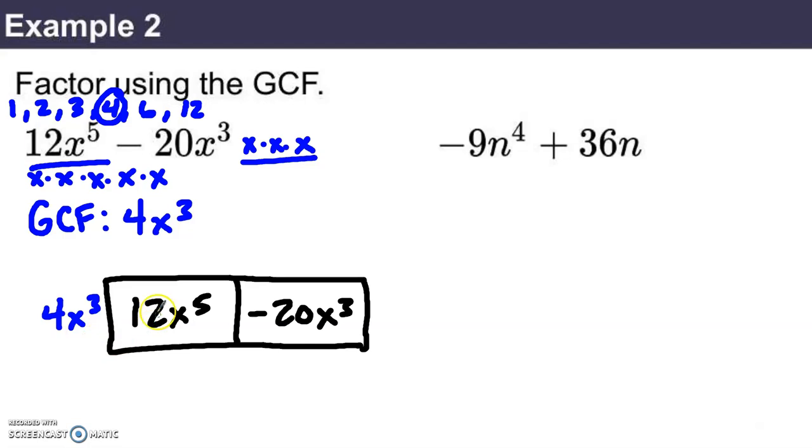Well, to multiply something by 4x cubed and get 12x to the 5th, I need 3x squared. And here, to multiply something by 4x cubed to get negative 20x cubed, I need negative 5, and I don't need any x's. So in factored form, we've got 4x cubed times 3x squared minus 5.